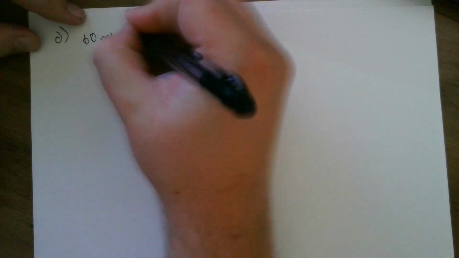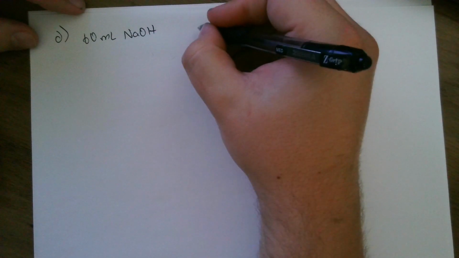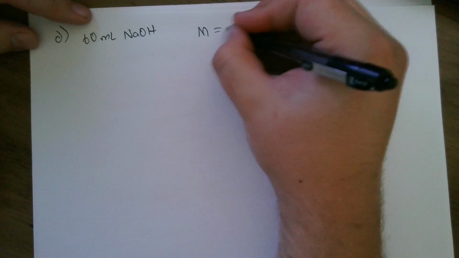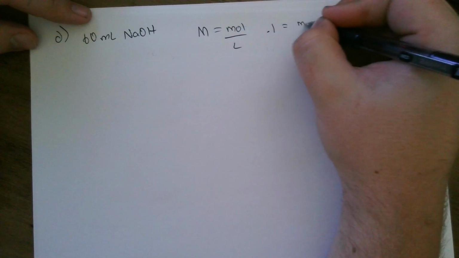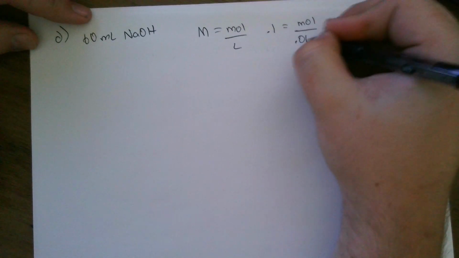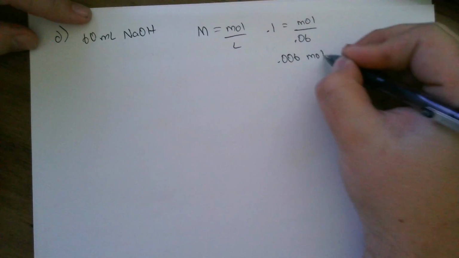And our very last step, which you might think might be the worst, but it's actually the easiest one. All right, I have 60 milliliters of NaOH, which I'm going to do the molarity real quick. Molarity is moles per liter. 0.1 molar equals moles over 0.06 liters, 0.006 moles of NaOH.